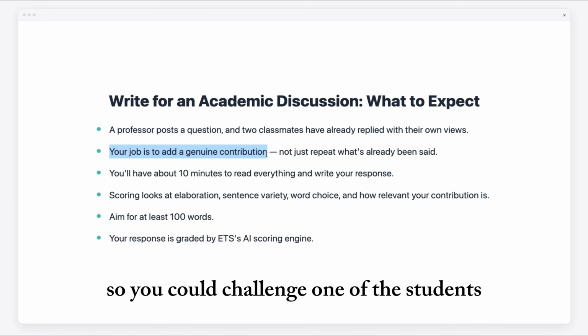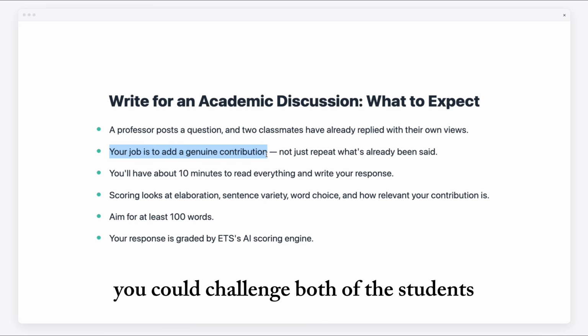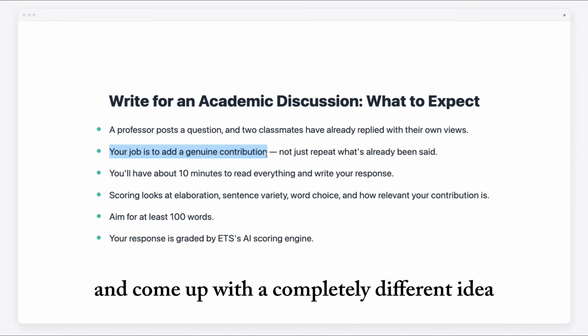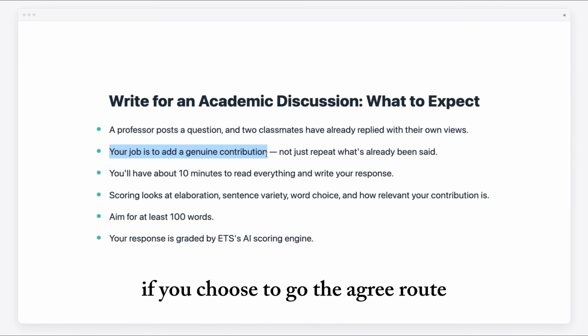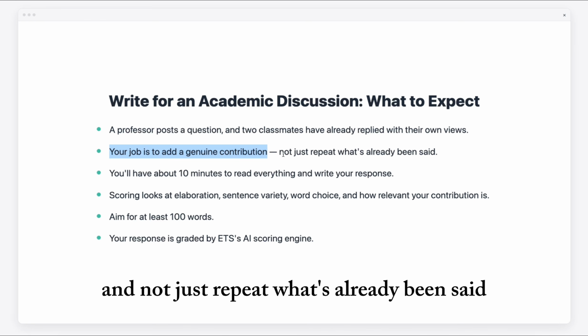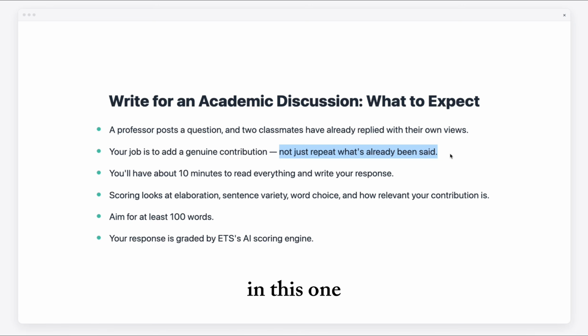So you could challenge one of the students, you could challenge both of the students and come up with a completely different idea. You could agree with one of the students. However, if you choose to go the agree route, then you do have to further the discussion and not just repeat what's already been said.